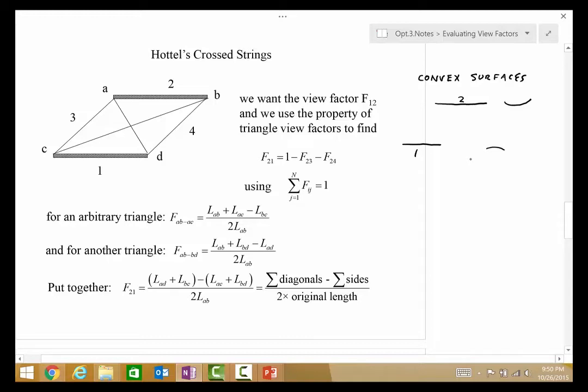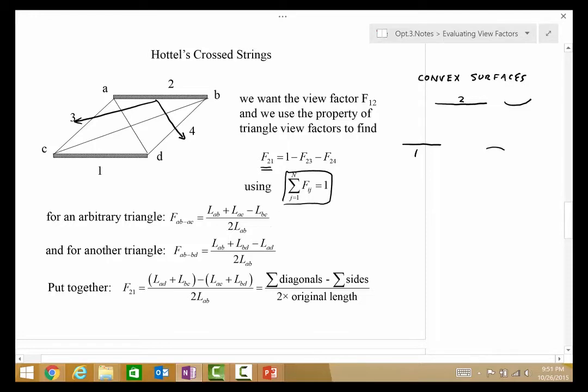One of the simplifications that's available is, as we look at what looks like a channel now, we're interested in surface 2 to surface 1, the view factor from 2 to 1. We see that the view factor from 2 to 1 clearly has to be 1 minus the view factor from 2 to 3 and 2 to 4. And that's using additivity. So additivity gives us that information.